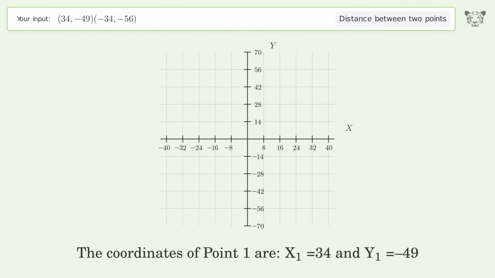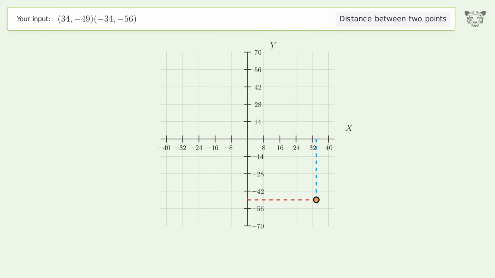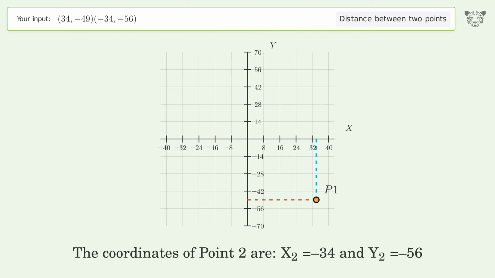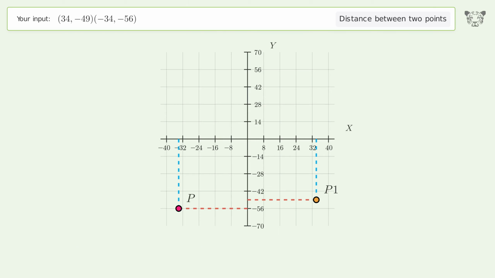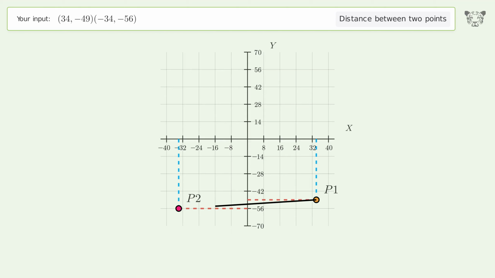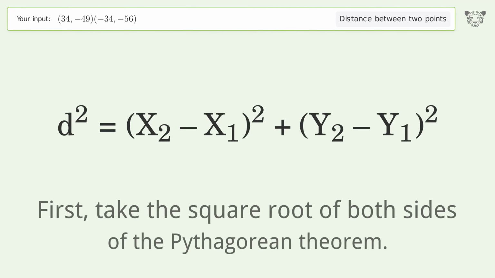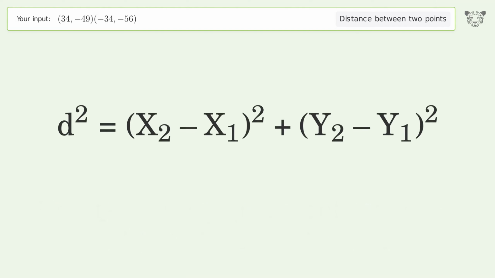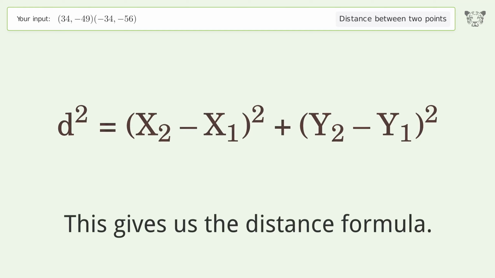The coordinates of point 1 are x1 equals 34 and y1 equals negative 49. The coordinates of point 2 are x2 equals negative 34 and y2 equals negative 56. D is the distance between the 2 points. First, take the square root of both sides of the Pythagorean theorem. This gives us the distance formula.